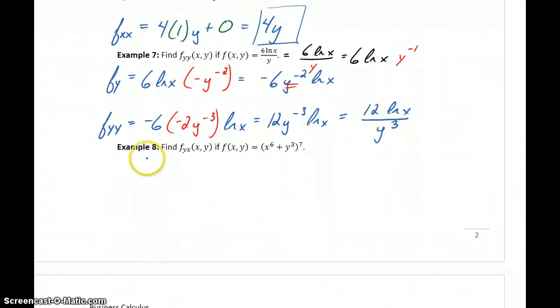In our last example here for second partial derivatives, we have the derivative of x to the sixth plus y cubed to the seventh. So again, we have a composite function where x to the sixth plus y cubed is our interior function. So to start off by finding f sub y, we first need to apply the chain rule. So this becomes 7 times x to the sixth plus y cubed to the sixth power, and then multiply by the derivative of that interior expression.